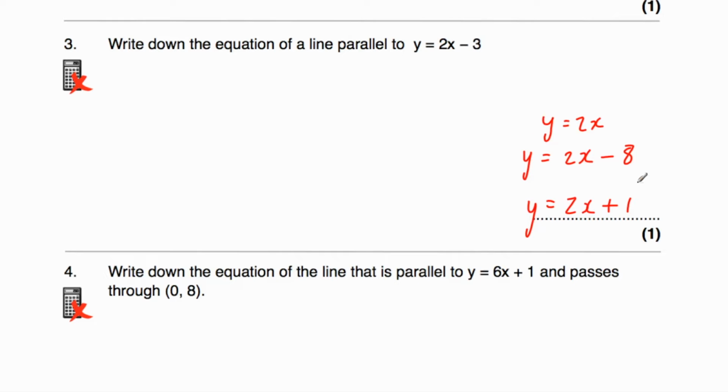And you just need to write one of them down. As long as it's y equals 2x and then something, and I would avoid using negative 3 because you want another line that's parallel to it, not the same line. So you need to write something else, like y equals 2x plus 1 or y equals 2x minus 8 or y equals 2x.